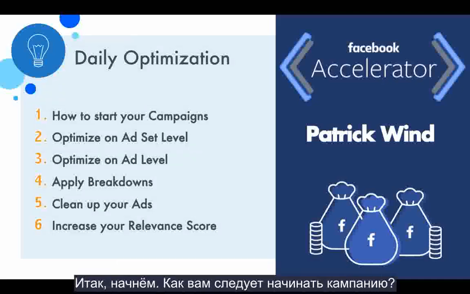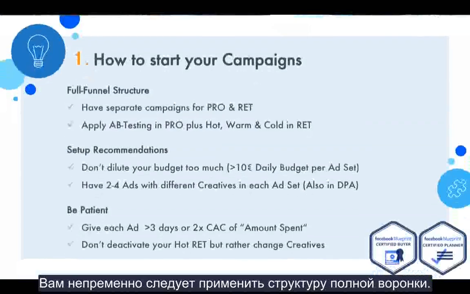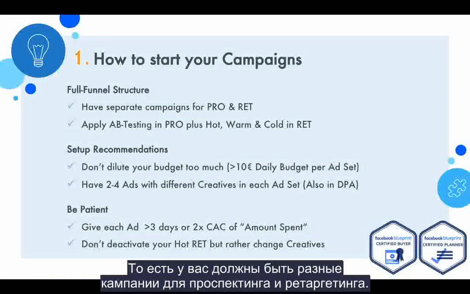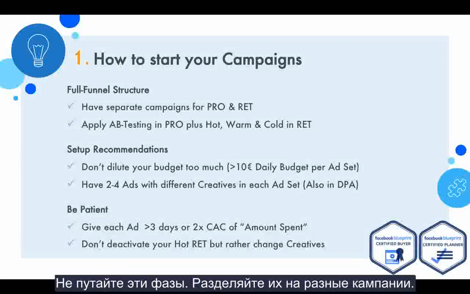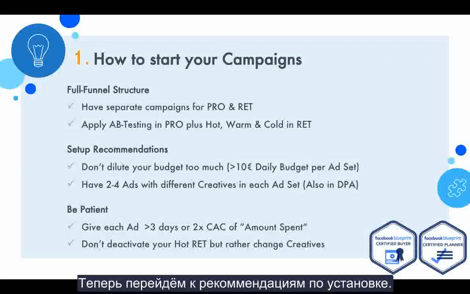So let's get started. How should you actually start your campaign? Well, you should definitely apply a full funnel structure. So have separate campaigns for prospecting and retargeting. Okay, and so do not mix them up and have them separated in different campaigns. Apply A/B testing structure in your prospecting, and in retargeting have hot, warm, cold ad sets for the different audiences in place. So far so good.